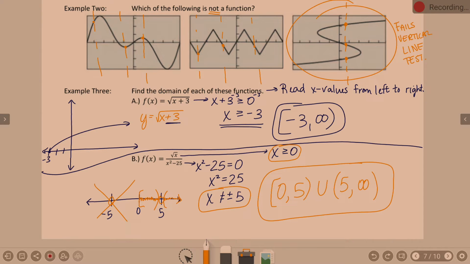Does this interval notation match with what we just showed on the graph? Yes, ma'am. My x values start at 0. They go very, very close to 5. They take a break at 5. And then they continue, 5 to infinity.